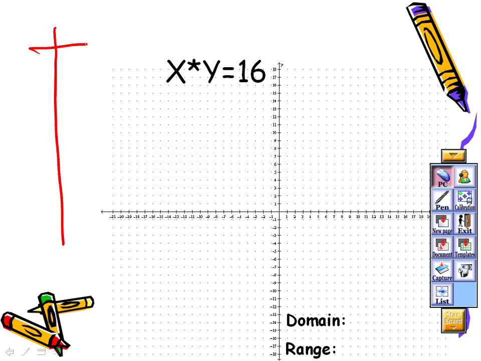Can you think of things that multiply to give me 16? I'm going to be organized and start with 1. 1 times 16, 2 times 8, 4 times 4, 8 times 2, and 16 times 1. So 1, 16 is up here. Hey, what's the starting point for this graph? Doesn't have one. Doesn't have a y-intercept, right? Okay, 2, 8. So over to 2 and up to 8.